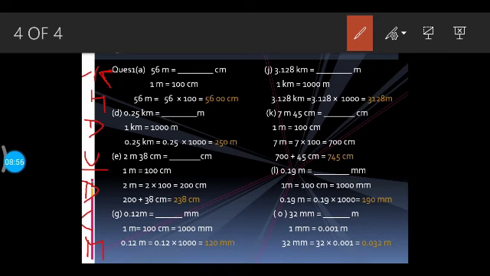How? Whenever we multiply any decimal number with 10, 100, 1000, we always just shift our decimal to the right side. How many times? How many zeros are there? 3 zeros are there. That is why we shift our decimal point 3 times to the right. So my answer will be 250.